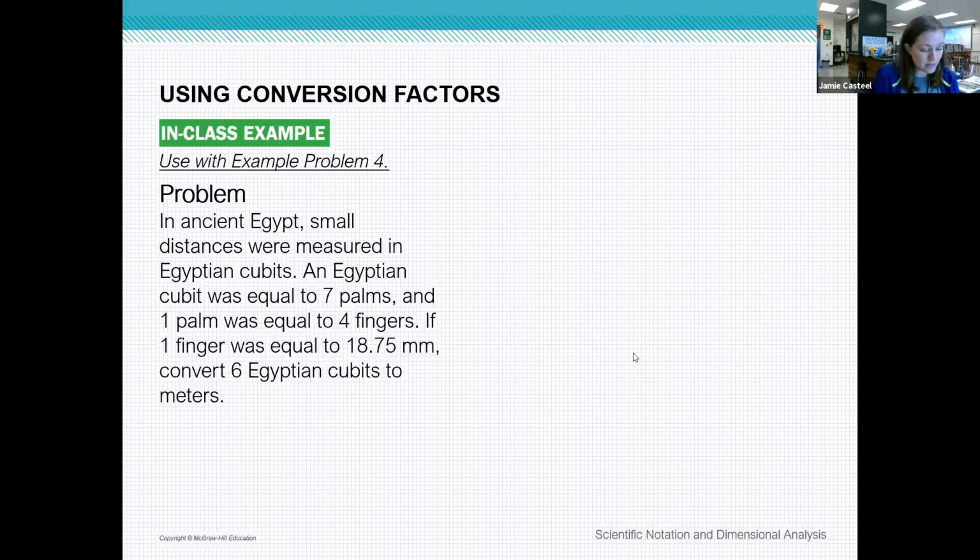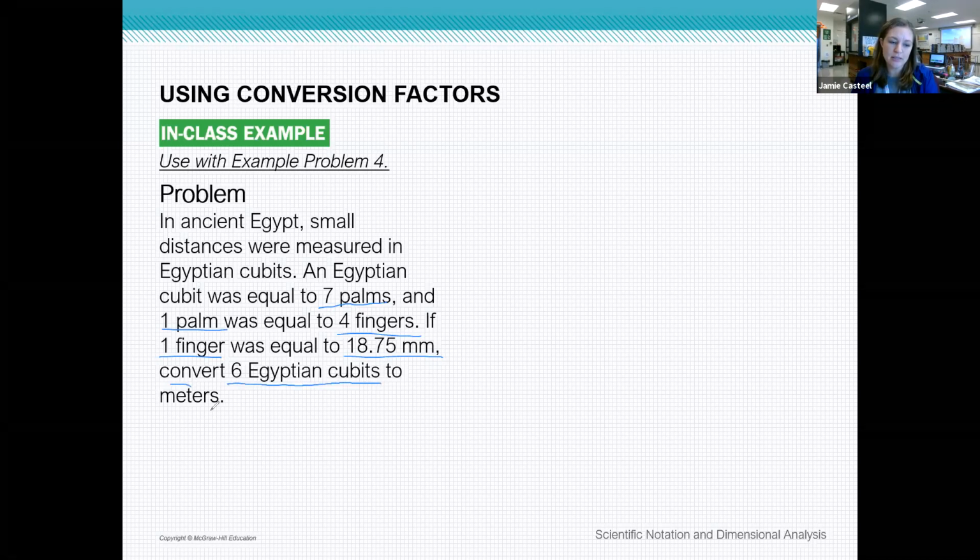All right, so this one's a little bit harder and it'll help you with that number 20. We're going to do something you've never used before, so it's a really good way to check your understanding. In ancient Egypt, small distances were measured in Egyptian cubits. A cubit is equal to 7 palms. 1 palm was equal to 4 fingers. If 1 finger is equal to 18.75 millimeters, convert 6 Egyptian cubits to meters. Are you ready? Before I do anything, I was given 6 cubits.